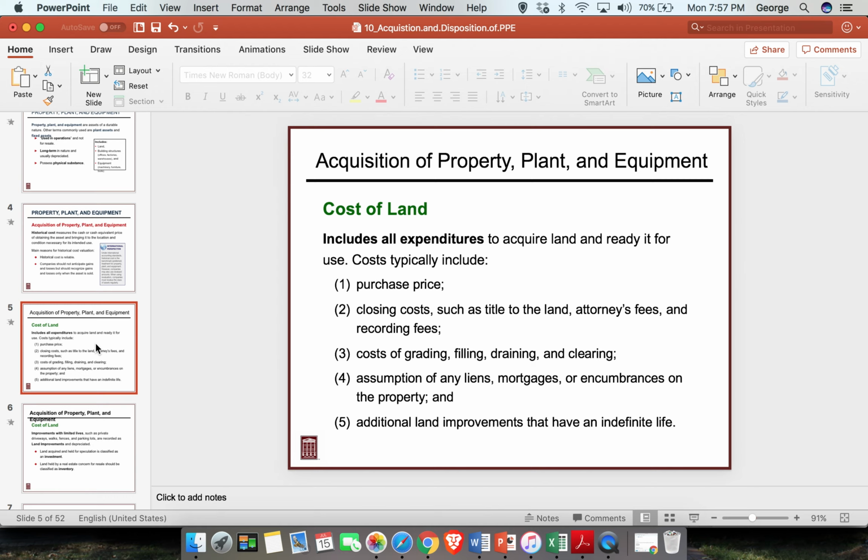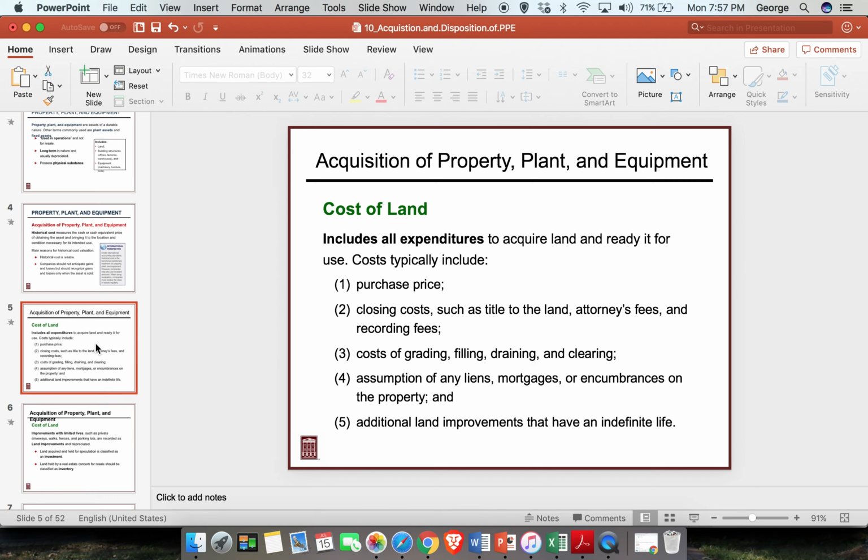All right, cost of land. So all expenditures to acquire the land and get it ready for use. So typically these costs: purchase price, what we're going to pay for it, closing costs, so title, attorney's fees, recording fees, those types of things. Then any grading, filling, draining, and clearing the land if that's needed. Assumptions of liens, mortgages, or encumbrances on the property would be part of the cost of land, and sometimes we may have to pay some taxes on that land in order to take ownership of it.